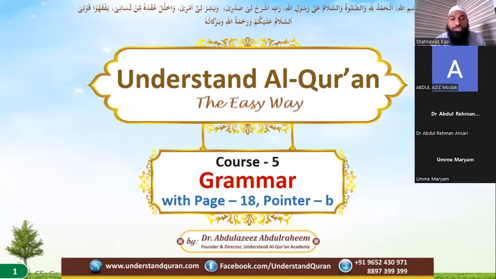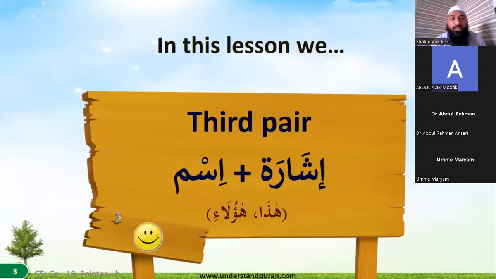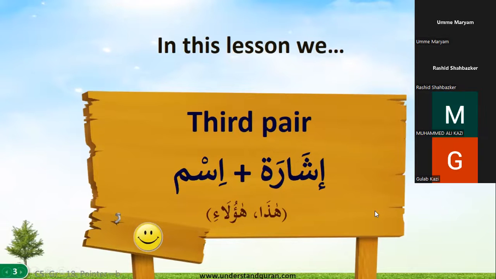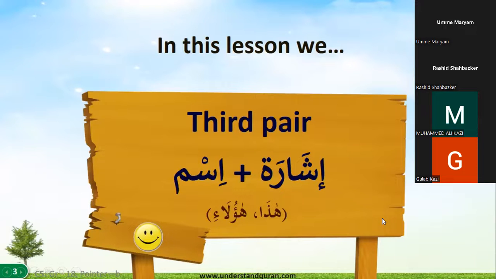So we are on page 2, pointer number B, and already shared the grammar. So hopefully you all would have gone through the grammar. What we are going to do today is, inshallah, see the third pair. We have seen Sifat Mawsuf. We have seen the Mudaf Ilayh. Ishara and Ism is what we are going to see today, inshallah. Okay. So Ishara and Ism.